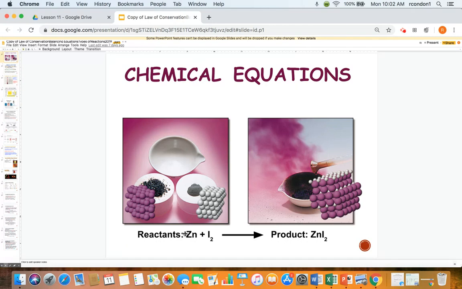So here's an example of a chemical equation. Zinc and iodine form zinc iodide. So you're going to see that there's 1 zinc on this side, 1 zinc on this side, 2 iodines on this side, and 2 iodines on this side. That means it's balanced. So let's get into it.